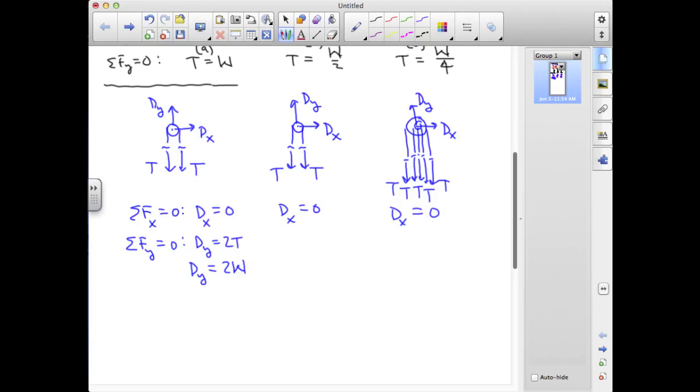For case B, we also have Dy minus 2T equals 0, but in the case of B, the tension is W over 2, so Dy is equal to W. And in case C, we have Dy minus 5T equals 0, so Dy equals 5T, but T was equal to W over 4, and so our result is that Dy equals 5 over 4 W. While case C produced the greatest reduction in cable tension, the vertical load on the upper support is lowest in case B.